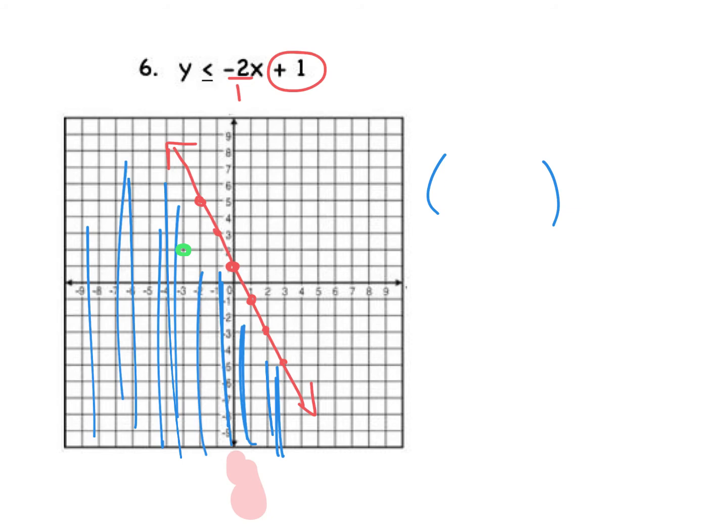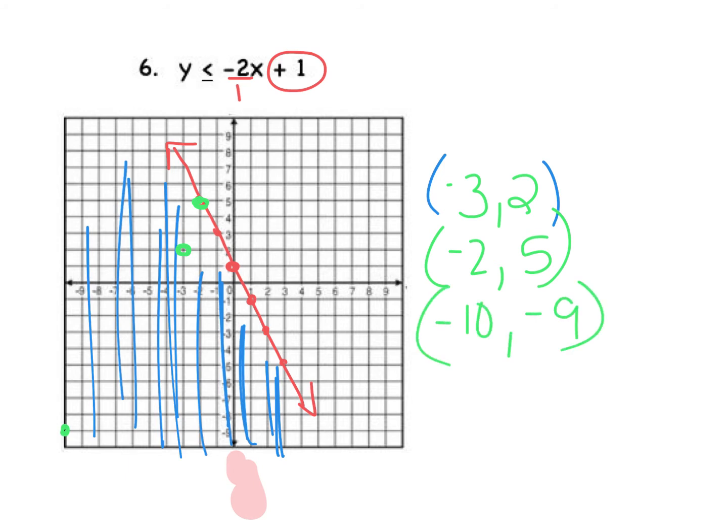It's in the shaded region, that's (-3, 2). I'm going to pick one that falls on the line because it's solid, it would be a solution, (-2, 5). And then just some other one. This would be (-10, -9). But lots of solutions you can name.